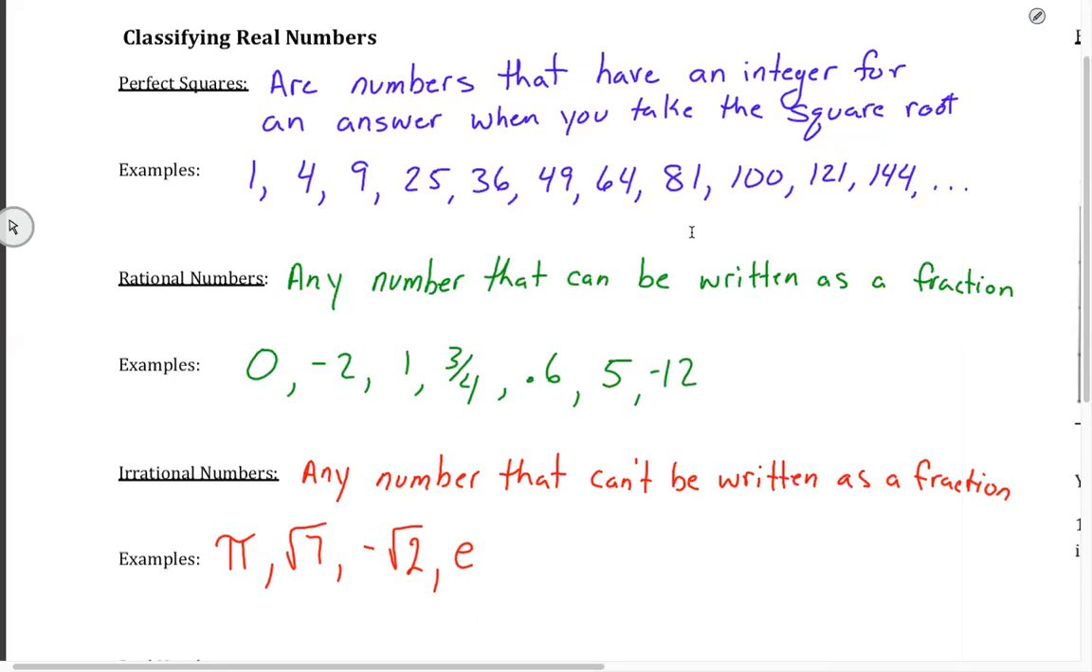Pi is the most famous, and any square root other than the square root of a perfect square is an irrational number. So as long as it's not a number that we wrote in blue up there, or when I type it in my calculator, I get a whole number, that's going to be considered irrational.